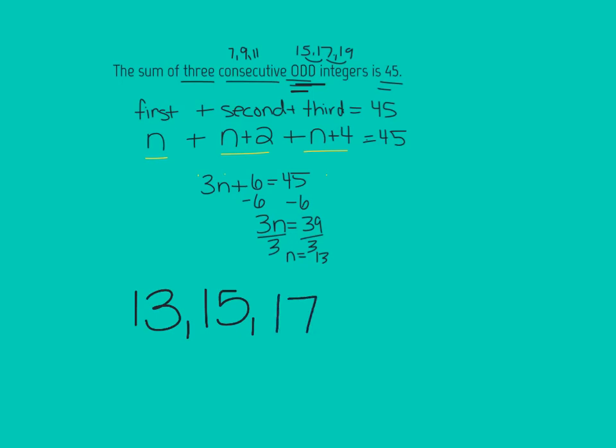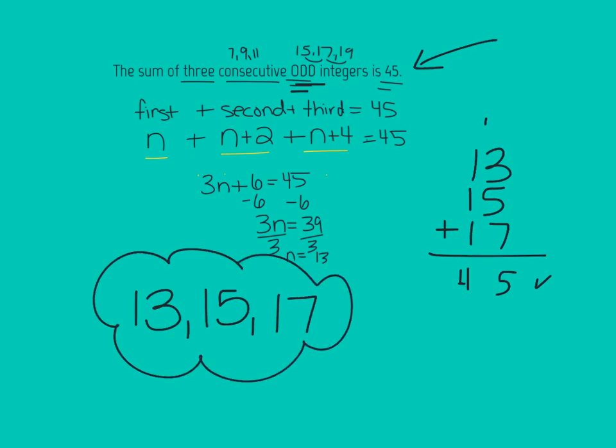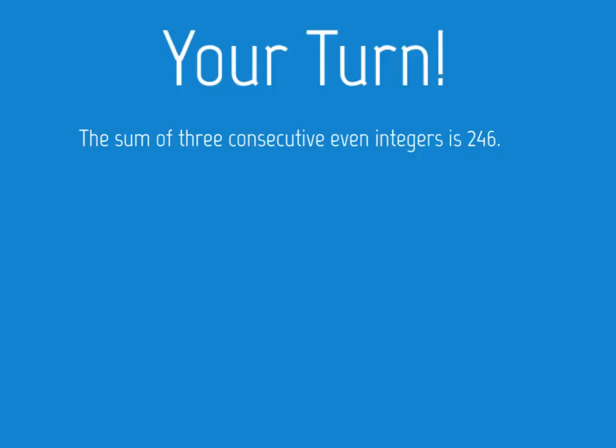So let's see, if we add 13, 15, and 17 together, do we get 45? Well, I get an answer of 5, 4, and yes, we do. Our answer checks here. So those are our three consecutive odd integers with a sum of 45.